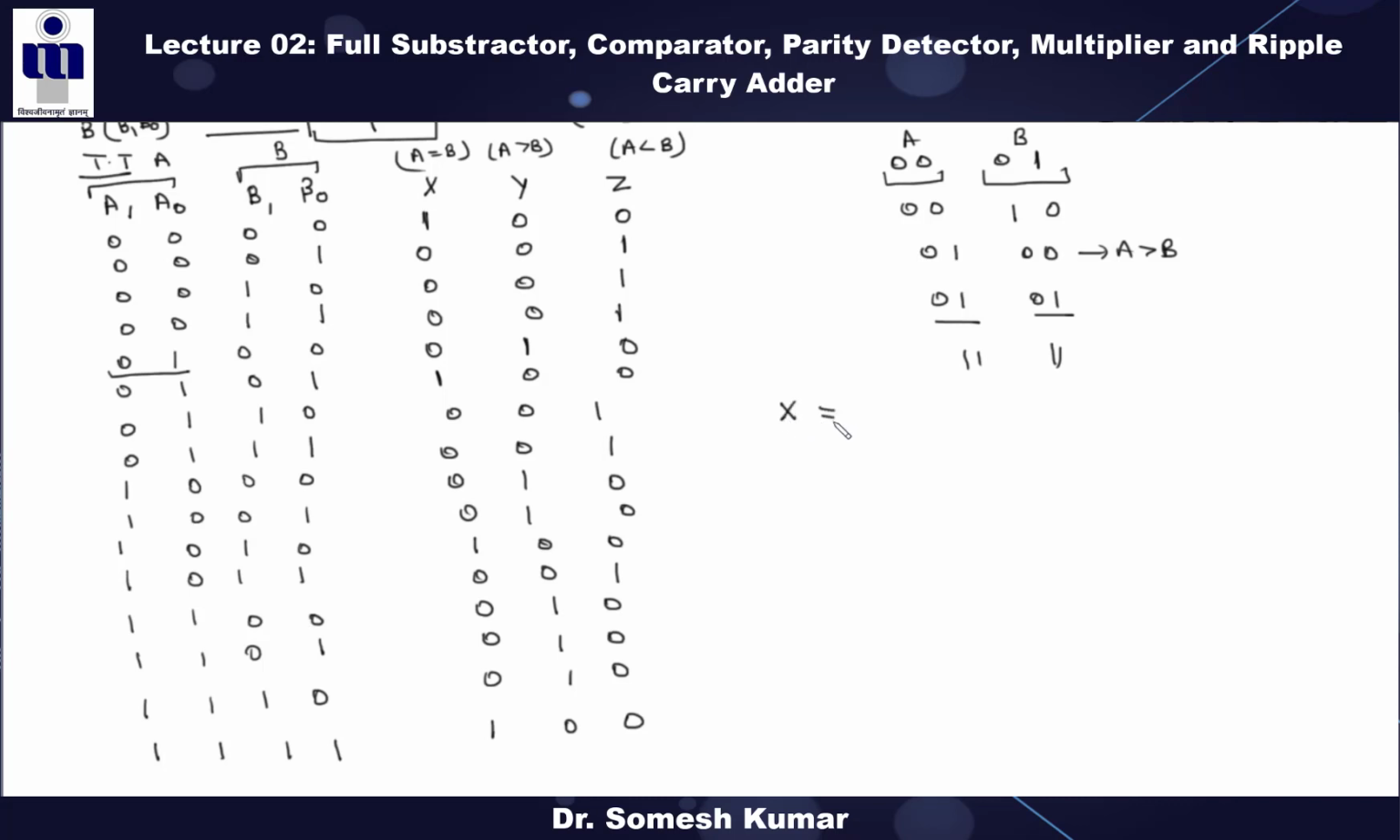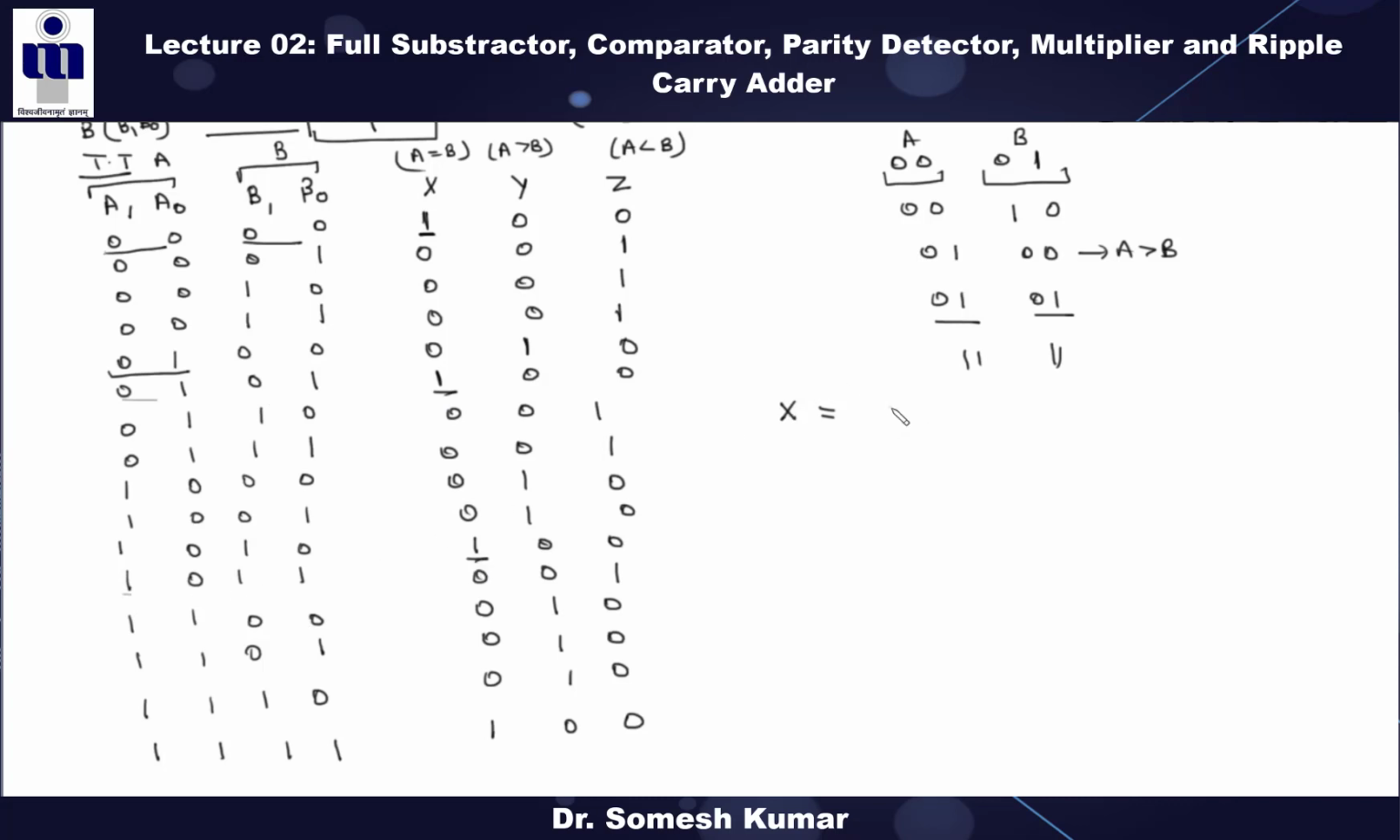Now you can use the K-map because there are 4 variables, A naught, A1, B naught, B1. I am not writing out all these K-maps here, so I am directly writing the answers. By seeing this X, can I say X is basically 1 in this case when both are the same? This is 1 when both are the same. Here also 1 when both are the same.